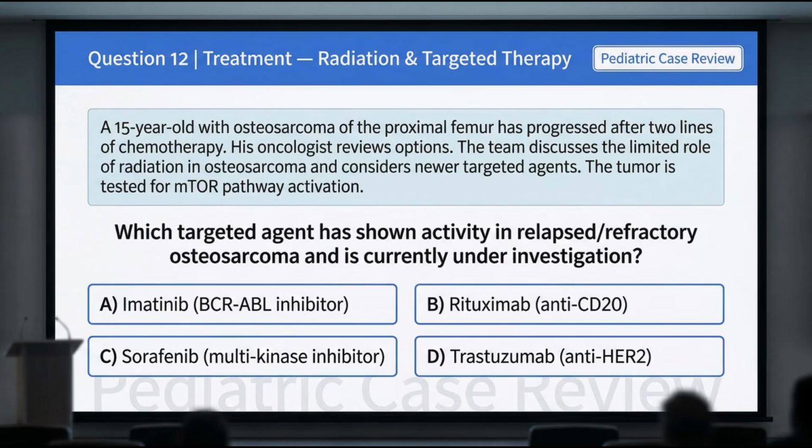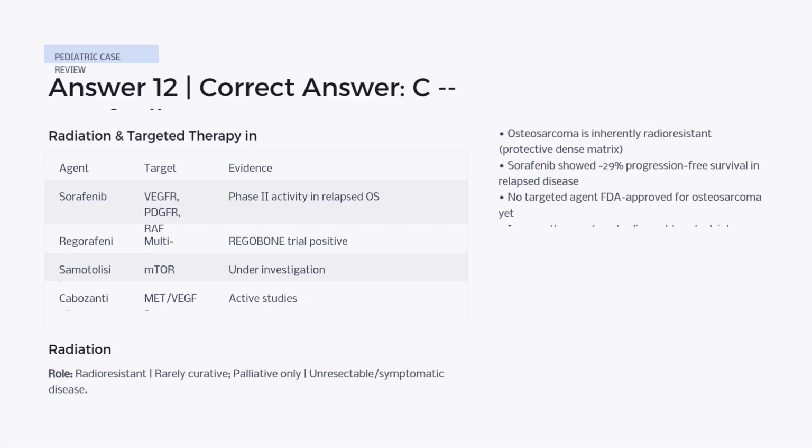is currently under investigation? Option A, imatinib, a BCR-ABL inhibitor. Option B, rituximab, an anti-CD20 antibody. Option C, sorafenib, a multi-kinase inhibitor. Option D, trastuzumab, an anti-HER2 antibody. The correct answer is option C, sorafenib, a multi-kinase inhibitor.